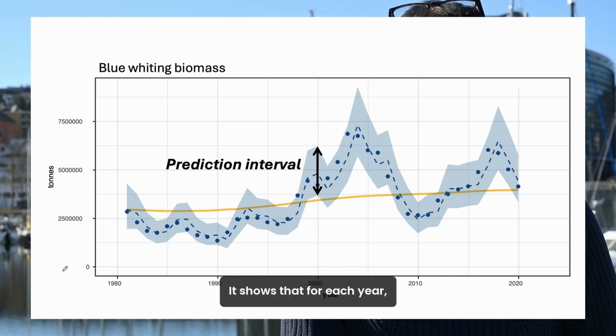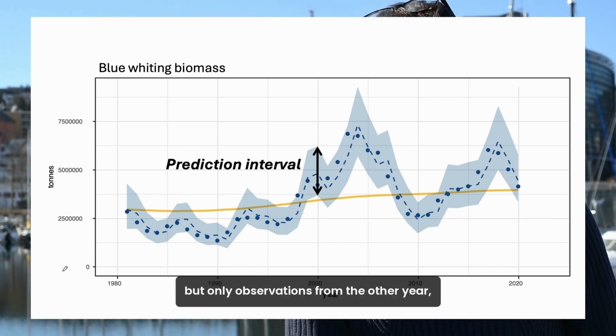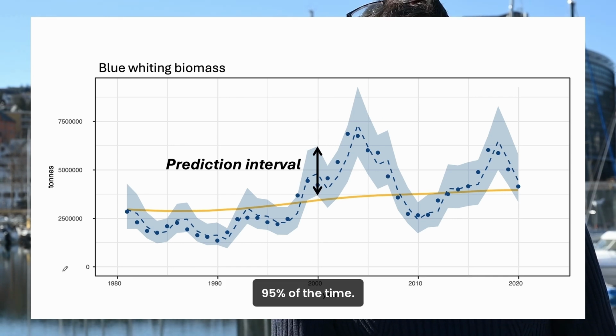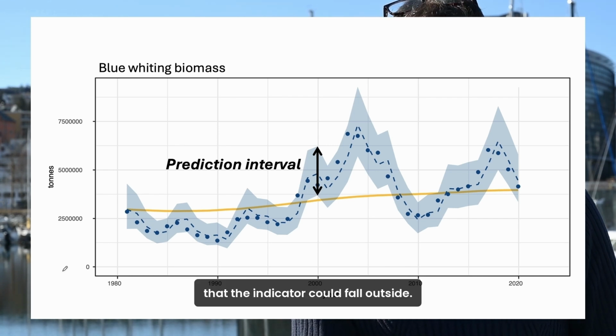It shows that for each year, if we did not have an observation, but only observations from the other years, we could predict that the indicator would fall within this band 95% of the time. There is a 1 in 20 chance that the indicator could fall outside.